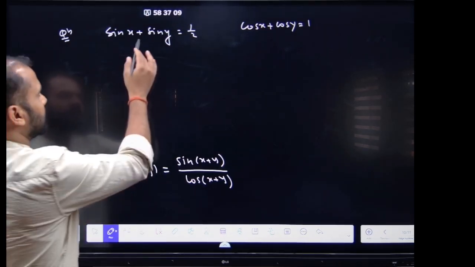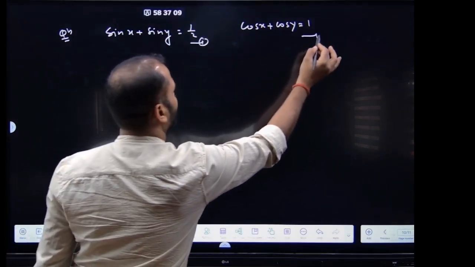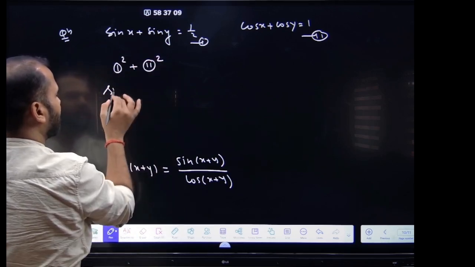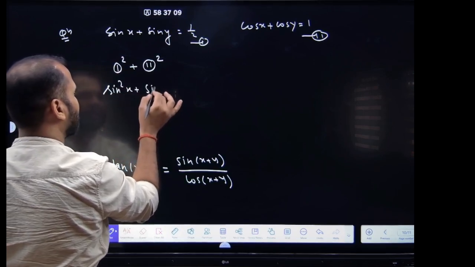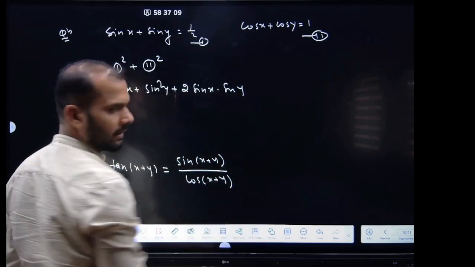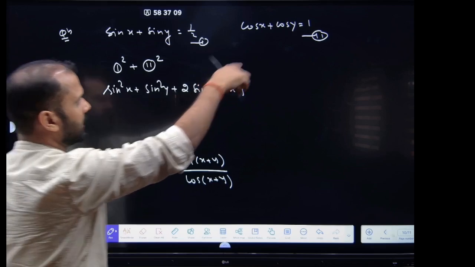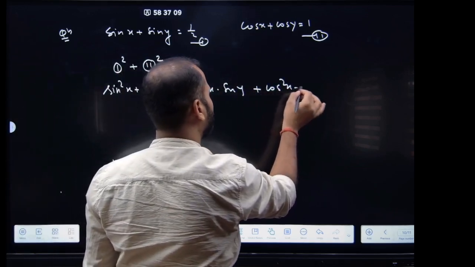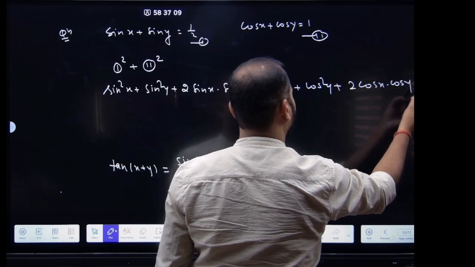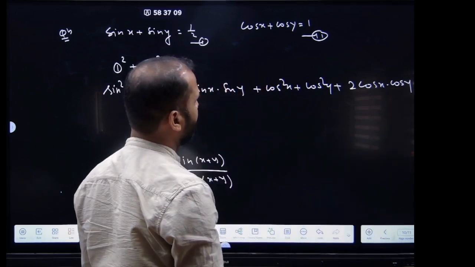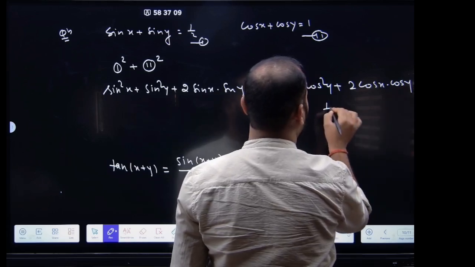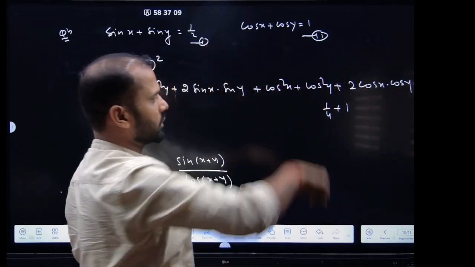So what I will do, I will square it. Let it be equation 1, equation 2. So I will do like this, just see, squaring equation 1 and adding with the second. Square it, what you will get from this side: sin square x plus sin square y plus 2 sin x sin y. Can I write like this? I am squaring this side, a square plus b square plus 2ab. From here also I am squaring: cos square x plus cos square y plus 2 cos x cos y. Can I write like this? Yes or no? So right side, what will it be? 1 by 4 plus 1. This also I should square and add, right?